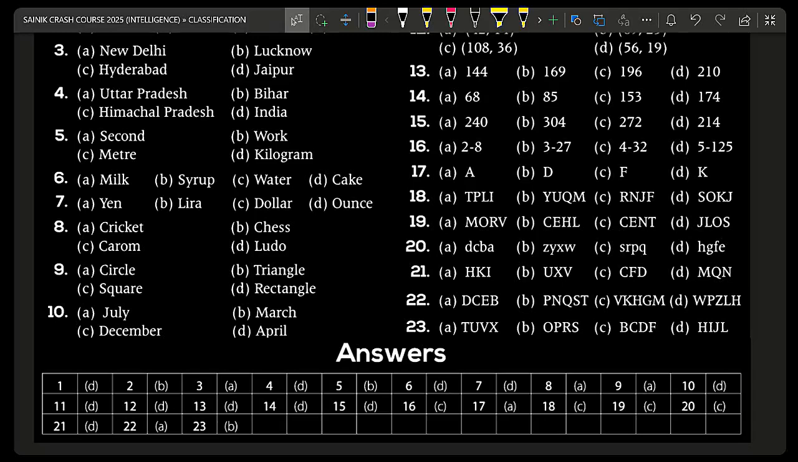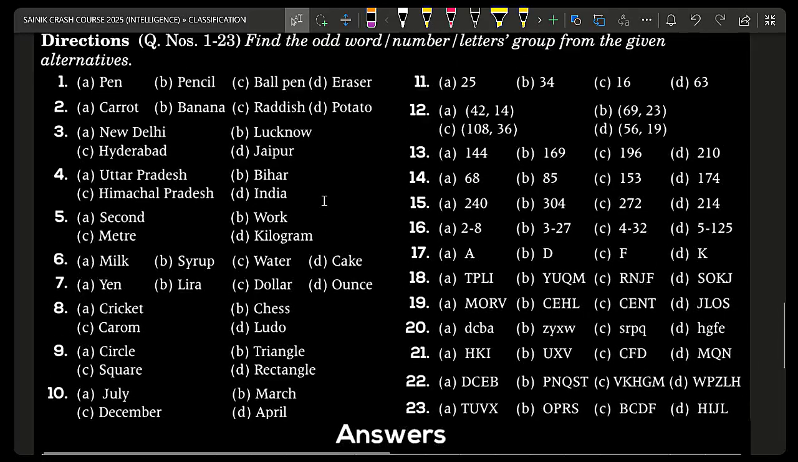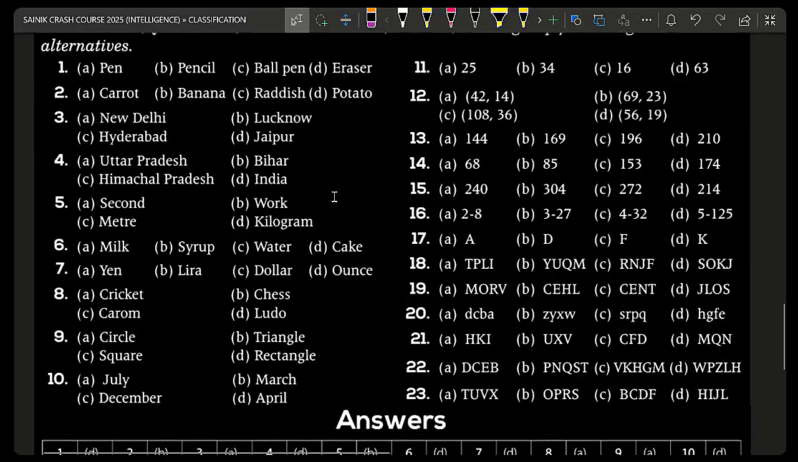Now, many students are asking other questions also. We'll go one by one. First question, I think it is very simple. Except eraser, the remaining options are all used to write. Second one: carrot, banana, radish, and one more thing, potato. Except banana, all others are vegetables. But banana is a fruit.